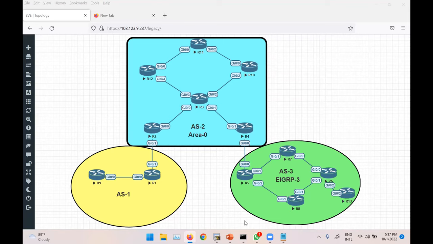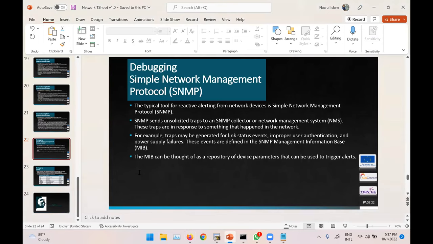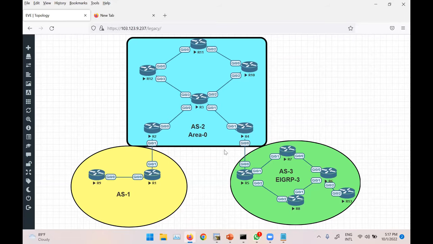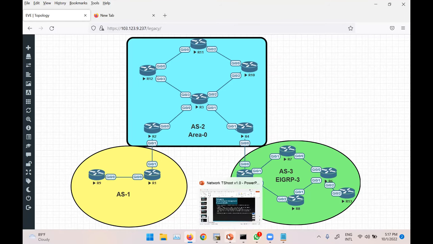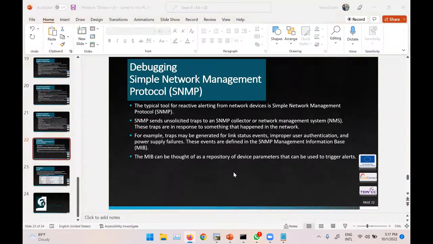Okay, I think they are gone. Let me go back to my presentation, and I'm finishing in a short time. So in this way, you can troubleshoot your problem in your topology, in your network, whether it is related to OSPF, whether it is related to EIGRP, or whether it is related to another routing protocol. So that's the procedure. And another thing is the SNMP protocol for management purposes, like monitoring.